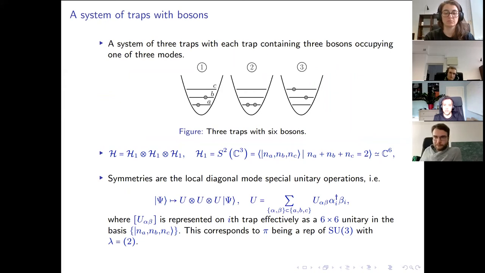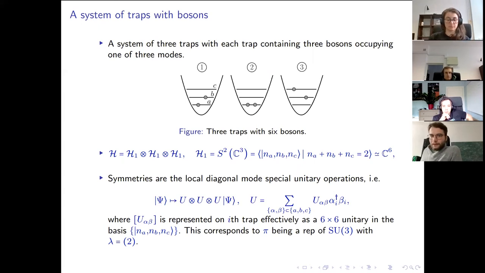So we can use it for a system of traps with bosons. If you take three distinguishable traps with bosons, two bosons in each trap, and we assume that each boson can occupy one out of three modes, then this Hilbert space is effectively three qudits with d equals six.